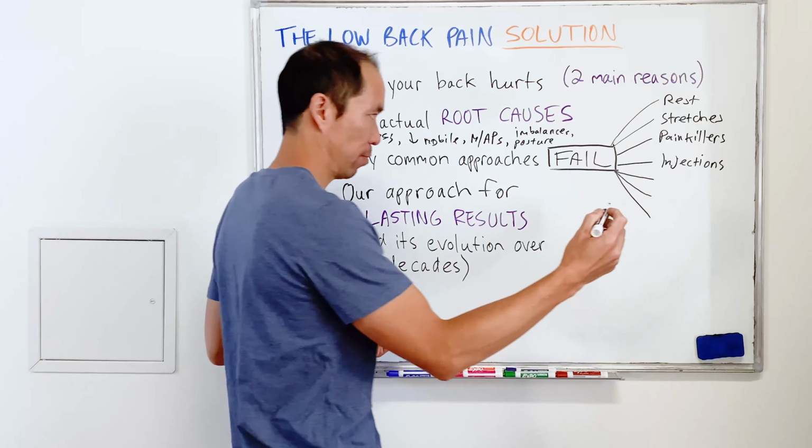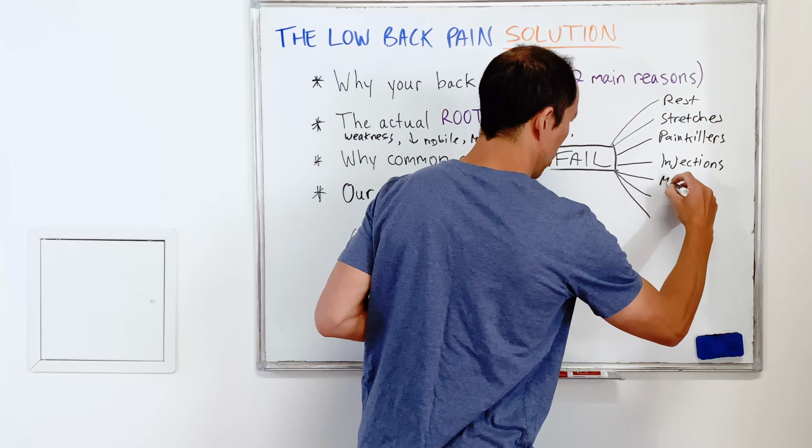Number five, the doctor may also recommend, or you might go yourself to a manual therapist. So that could be a massage therapist, a chiropractor, or a physio. The next one might be recommended by those therapists. That's exercises. And I'm going to start that one because I'm going to talk about why exercise often fails for people. And the last one is surgery. These are all the common approaches to dealing with low back pain.